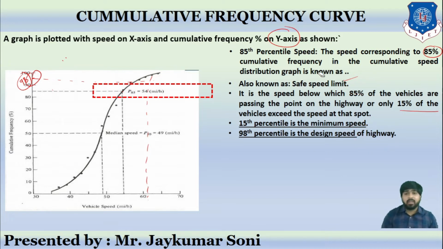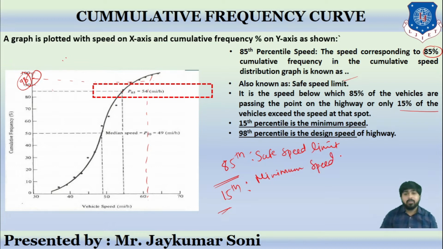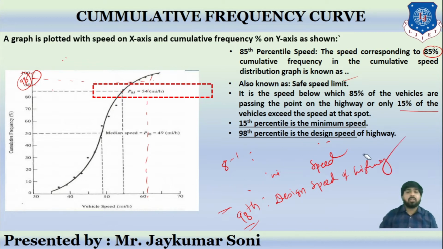So what we have learned in this slide is that the 85th percentile speed is the speed above which only 15% of vehicles are traveling, or 85% of the vehicles are traveling below this speed. Then comes the 15th percentile speed, that is also called the minimum speed. Then comes the 98th percentile speed, that is called the design speed of highway. So this is about the cumulative frequency curve.